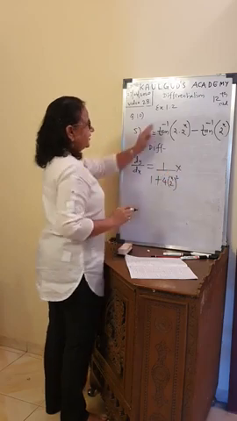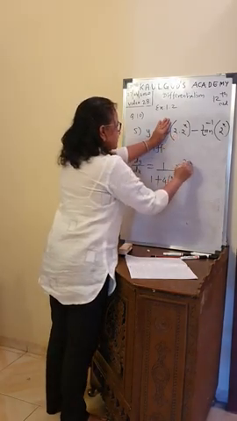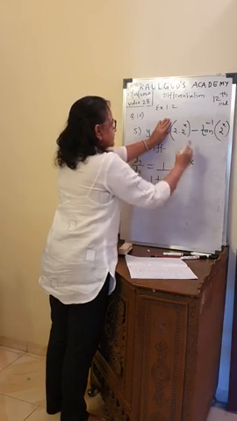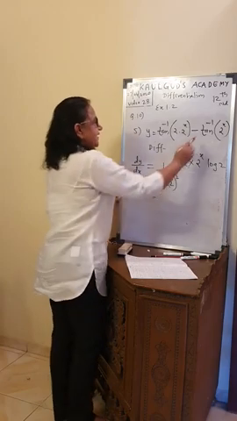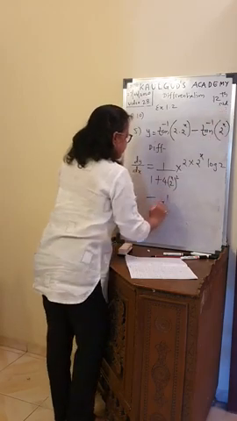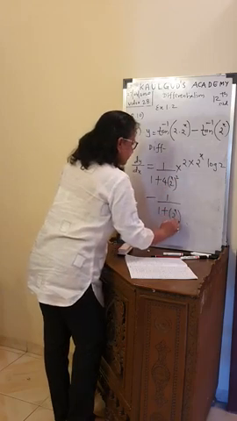Chain rule. Forget tan inverse, go ahead. 2 is a constant, no change. And now a raised to x, so 2 raised to x log 2. Minus. Again tan inverse of x, 1 upon 1 plus, make a square of it, 2 raised to x square.